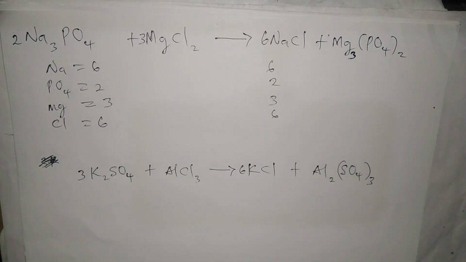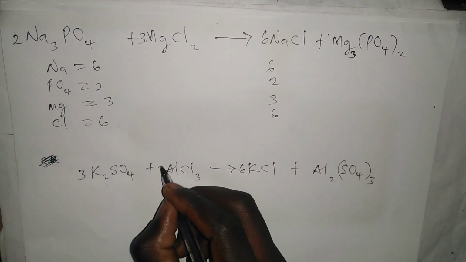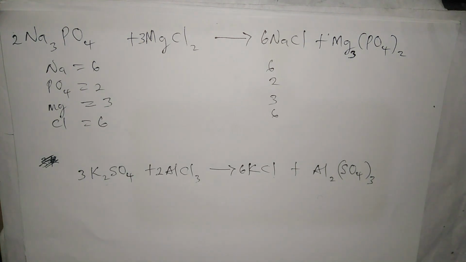Next, we'll balance the chlorine. We have 6 chlorine here, and we have 3 here. So 6 divided by 3 is 2. So we'll put 2 here to balance the chlorine. Now we have 2 aluminium here and we have 2 aluminium here. So our equation is effectively balanced.